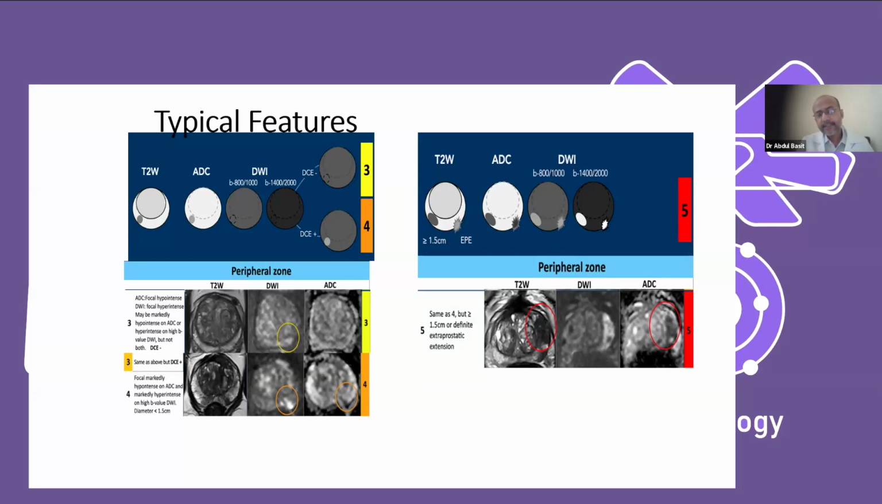And if the size is equal or greater than 1.5 centimeter, then the lesion is characterized as PI-RADS category 5 lesion. This is the diagrammatic representation of an extracapsular lesion, which is seen on the MR image as well. You can see that this is breaching the capsule here and extending outside the capsule. This is an example of a category 3 lesion, which is faintly seen, and an example of a category 4 lesion, which is very clearly seen as hypo-intense here, showing diffusion restriction.